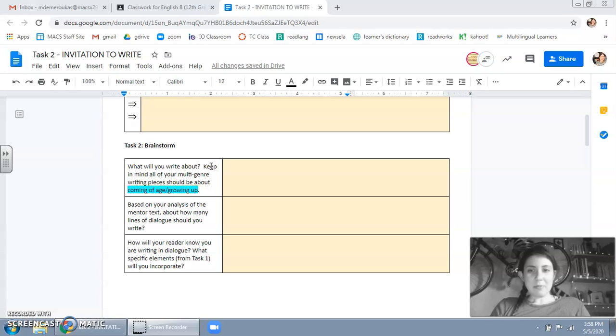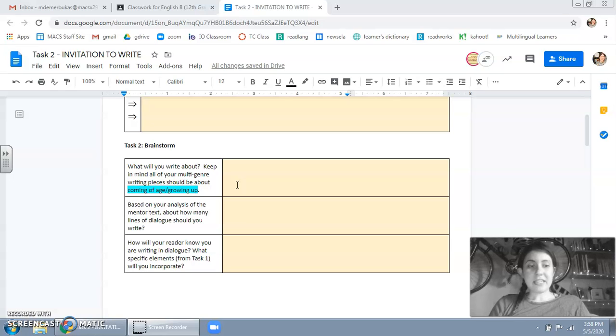Next is a brainstorm. So here is where you're going to plan what you will write about. So for us, all of your multi-genre writing has to be about coming of age and growing up. So these can be a lot of the different things we've talked about: growing up as a boy, growing up as a girl, graduating from high school, maybe your research paper topic, right? Like we talked a little bit about when people should be able to drive, join the military, work, right? Any of those topics related to age, growing up, any of that works. So what do you want to talk about?